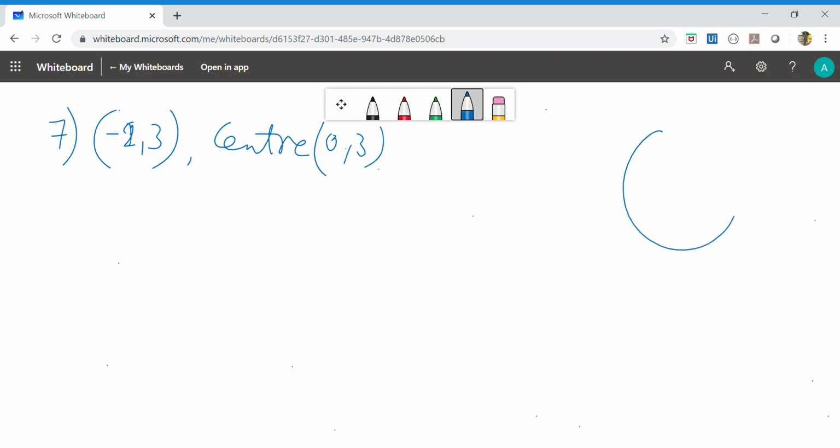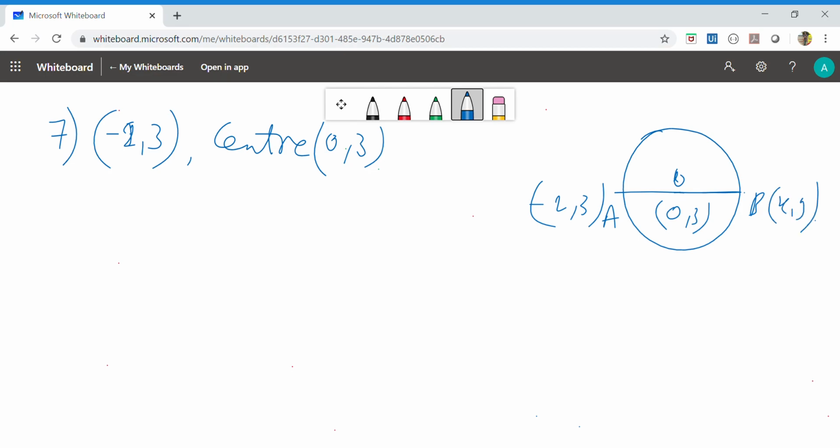So the circle is like this, and the diameter passes through the center of the circle. One end point is (-2, 3), as given, and the center is (0, 3). What is the other end? Suppose this is A, this is B, and the center is O. We are asked for the other end point of the diameter. So let the other end point of the diameter be (x, y).